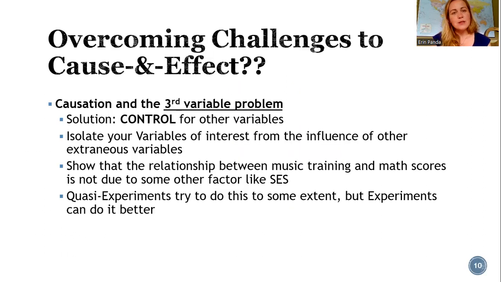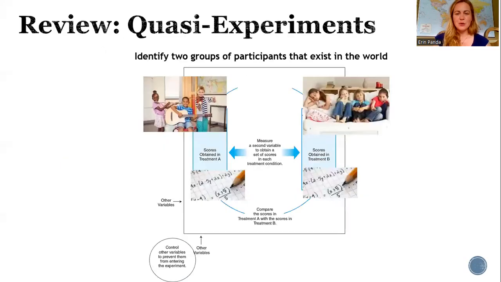And we said that one solution to this third variable problem would be to control for it. We could measure SES and we could recruit kids in such a way to ensure that our groups are the same in their SES. And that would allow us to determine at least that SES is not causing their improved math scores. Quasi-experiments do this to some extent, but experiments can do it even better.